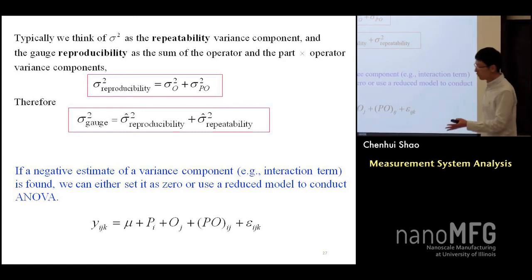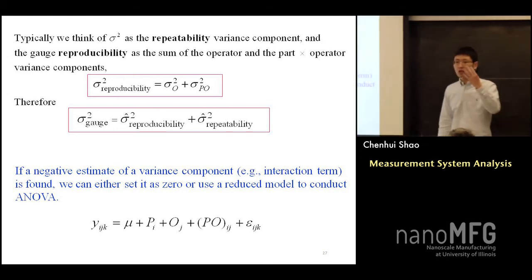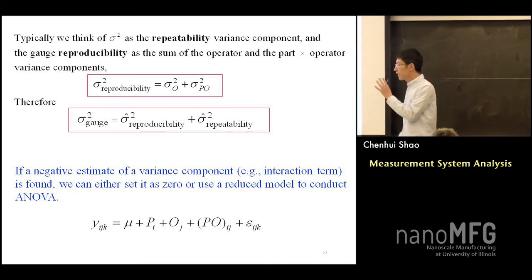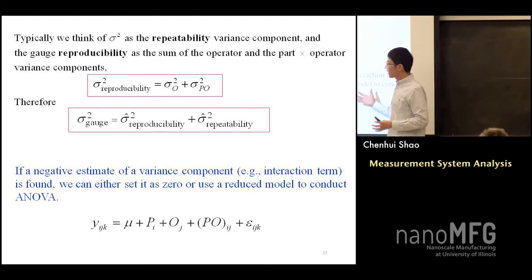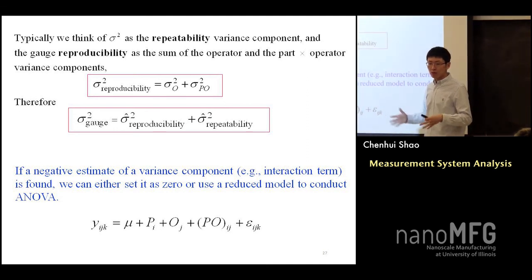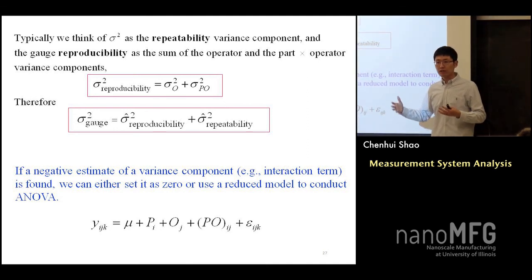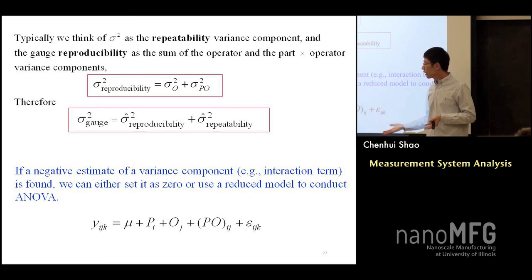So if we have a negative estimate for sigma OP squared, for example, in the previous example, we can just set it as 0. Or we can remove it and rerun the model with a restricted model or reduced model. And then we just update our results. But I don't anticipate much difference between the two models. That is 0, very small, and also the p-value is large, right? So these two models will give you very close results.